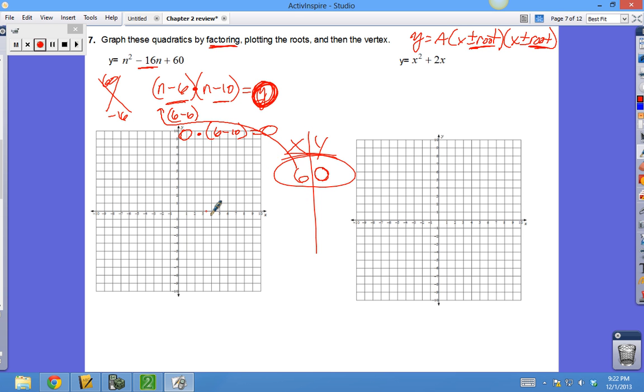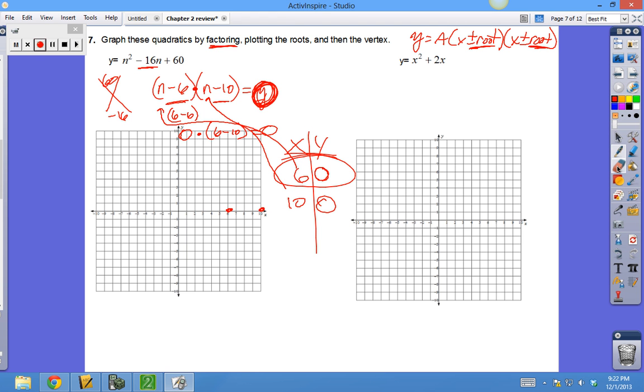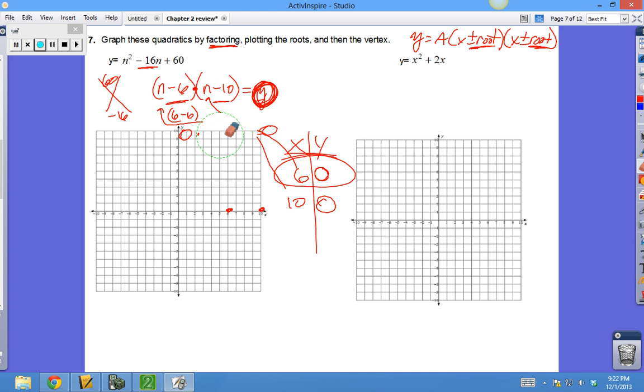So come over here, 6, put a dot, there you go. My other 0 is going to be 10. And I know that because if I plug in a 10 and do the math, it gives me a 0 for an answer. So 6 is a 0, 10 is a 0. So move number 1, make sure you make a table. And you can't just say your roots are negative 6 and negative 10, because that's going to be wrong. It's what you plug in to give you a 0.